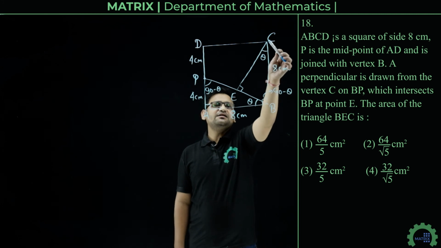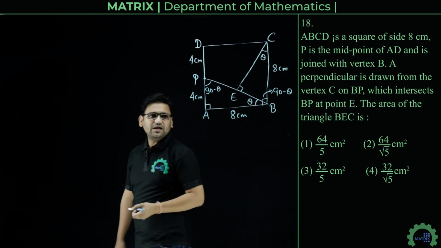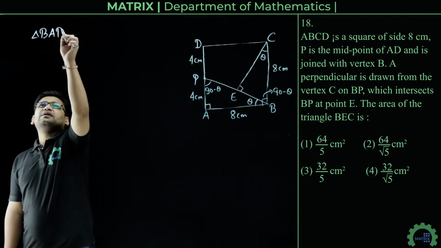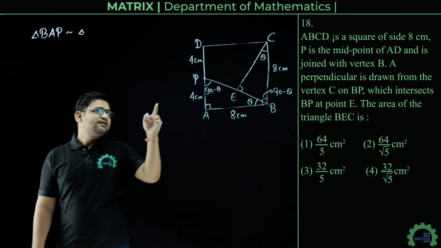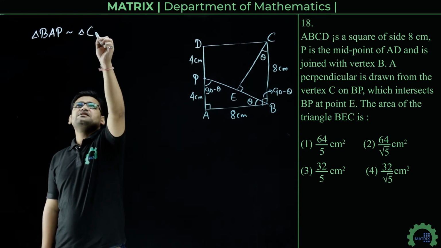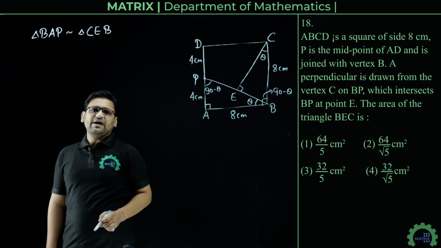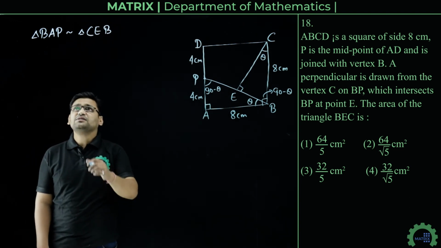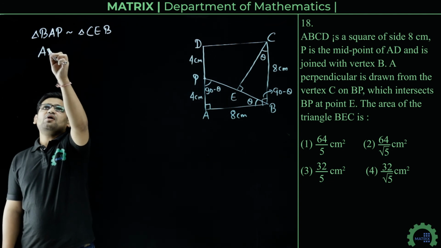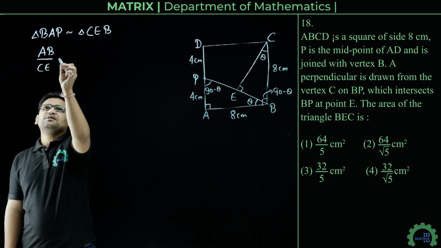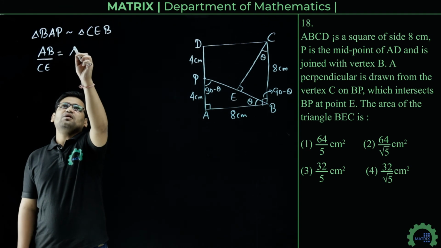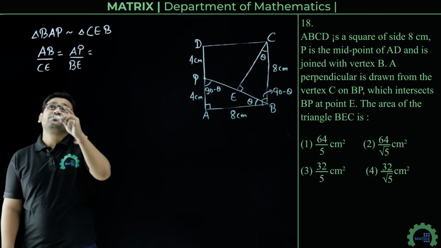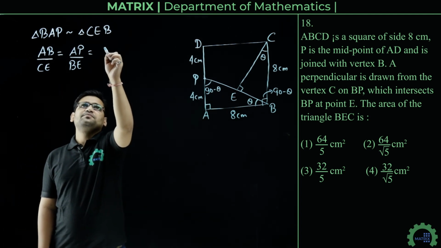is similar to triangle CEB. Triangle BAP is similar to triangle CEB, and we can write that the ratio of the corresponding sides will be equal. So we can write AB upon CE is equal to AP upon BE is equal to BP upon BC.